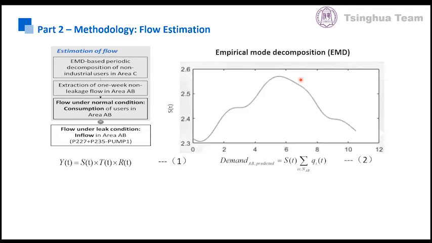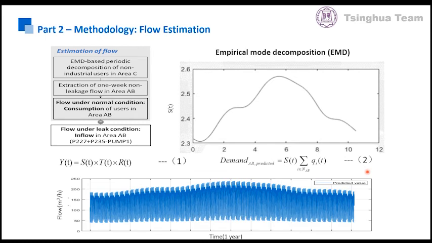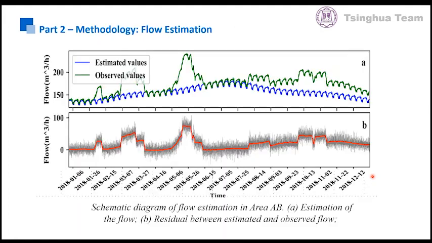Thus, the estimated value of water consumption in Area AB can be calculated by equation 2, where QT represents the demand at node i, which is obtained through the hydraulic model. NAB represents the node set of region AB. As shown in the pictures, the blue line is the estimated values using our method. The gray line is the residuals between estimated and observed flow.